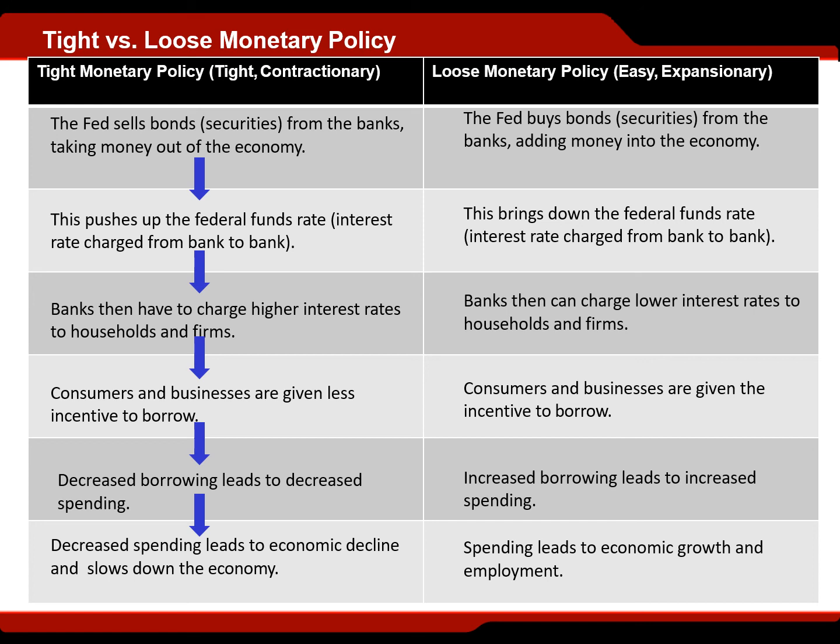Now, if we're trying to speed up the economy, the Fed does a loose money policy. They buy bonds. Remember, we said buy equals big. Buying bonds puts more money into the economy, and that lowers the federal funds rate, the interest rate that the banks charge each other. When the banks charge each other lower interest rates, they charge lower interest rates to households and businesses. And that means consumers and businesses have more incentive to borrow money. More borrowing leads to more spending, and more spending causes GDP to rise. That's economic growth.